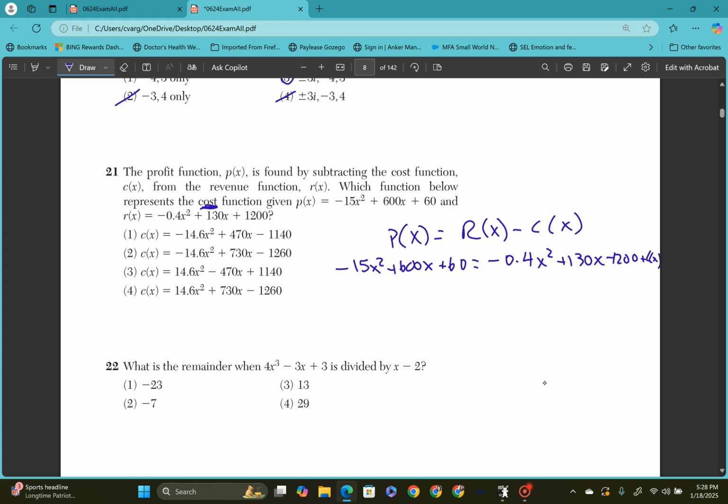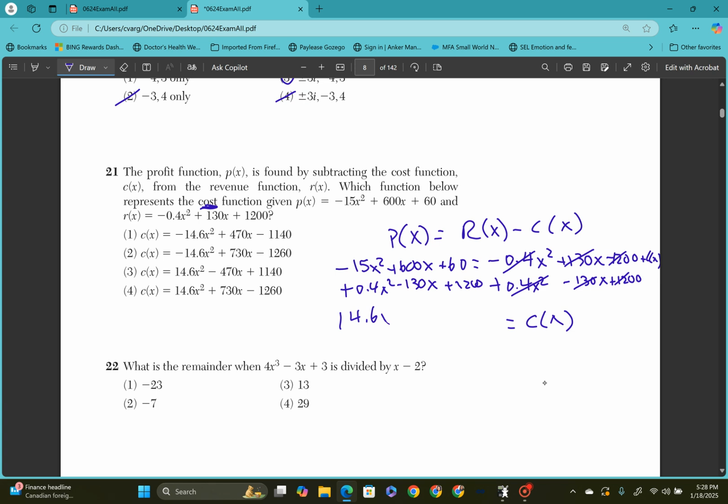So we're going to move everything over to one side. This is the easiest way to do this. Let's get that C of x by itself. So plus 0.4x squared, then minus 130x, and plus 1200. So that cancels, cancels, cancels. So I have C of x is equal to whatever this is equal to.